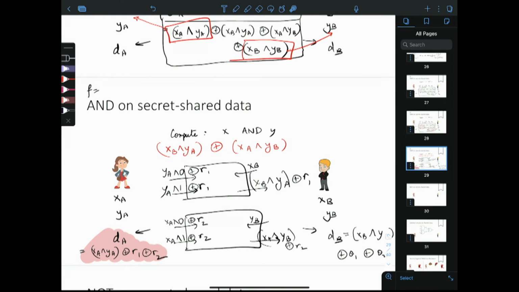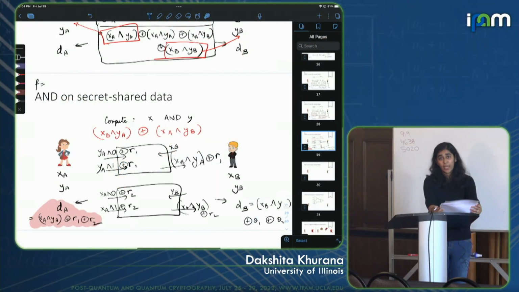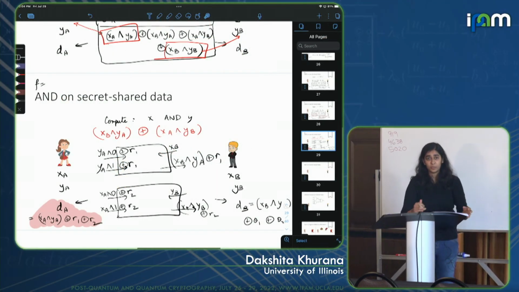Okay, so this is basically just a bunch of calculations. There's nothing very deep going on beyond just the fact that you can use OT to realize Boolean functions. And you can also do so on secret shared inputs. So even if Alice doesn't have all of X and Bob doesn't have all of Y, they just have secret shares of these inputs, you can still do it.